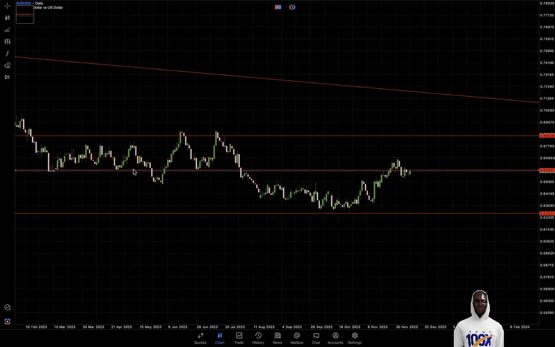Okay, this resistance zone here, as we can see, our price consolidated through this level, broke out, then you can see price at this resistance zone here.